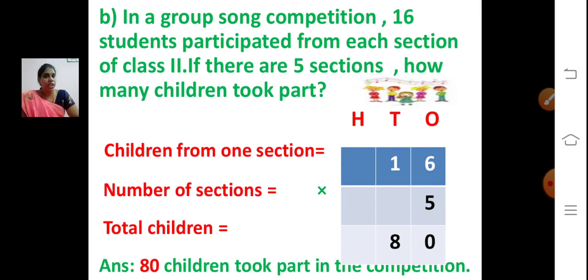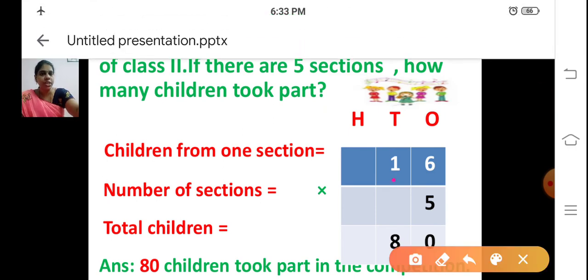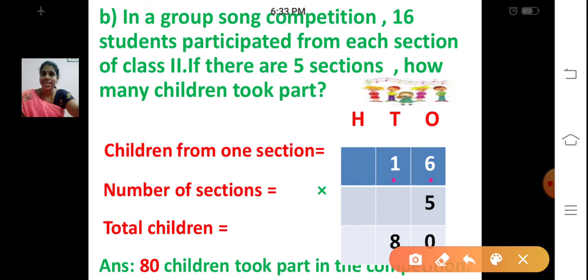So now, children from one section. How many children from one section? You write here, 16. In one section, 16 children participated. So how many sections were there altogether in class 2? Just see the question. There are 5 sections, right? So number of sections, 5.